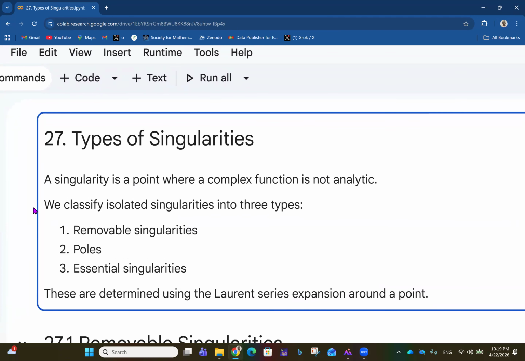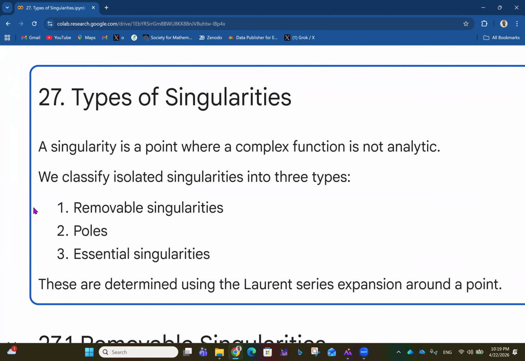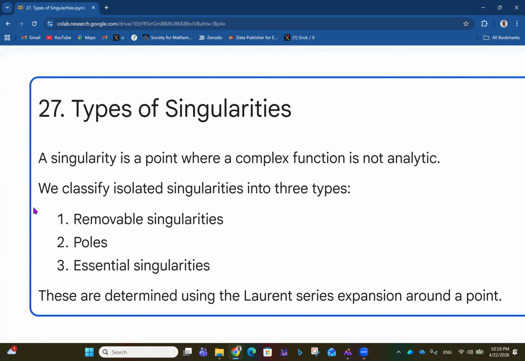First off, a singularity is a point where a complex function is not analytic. So it is what you can call a point of discontinuity for real functions, for instance. We classify isolated singularities into three types: removable singularities, poles, and essential singularities. These are determined using the Laurent series expansion around a point.